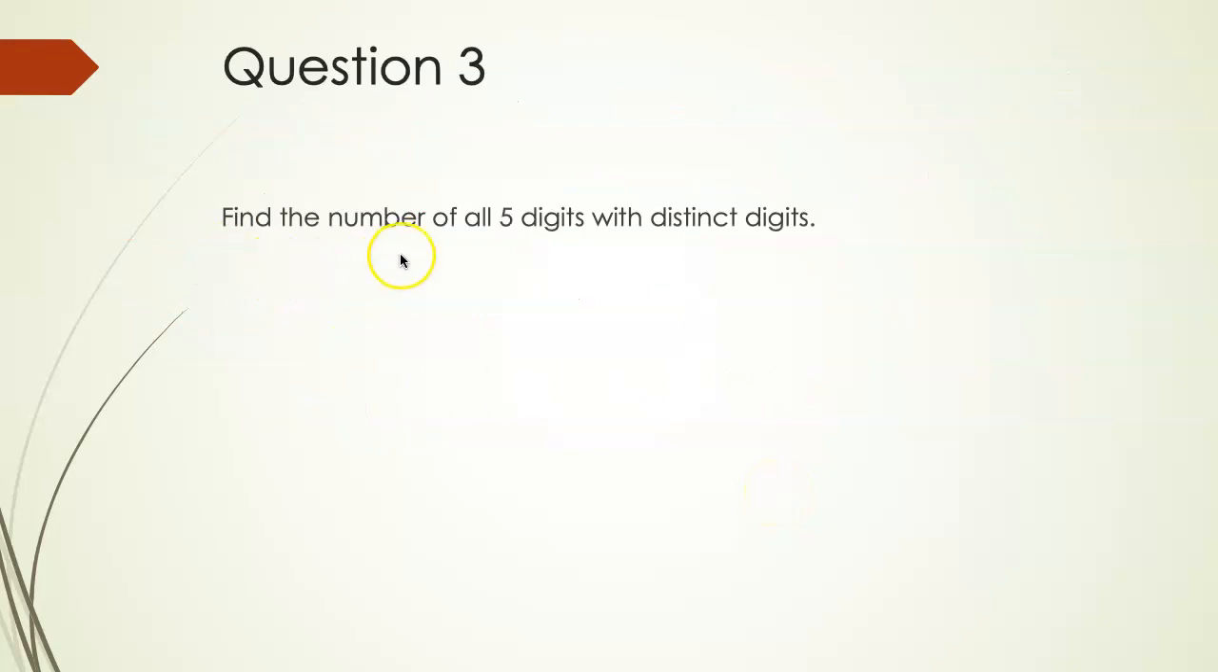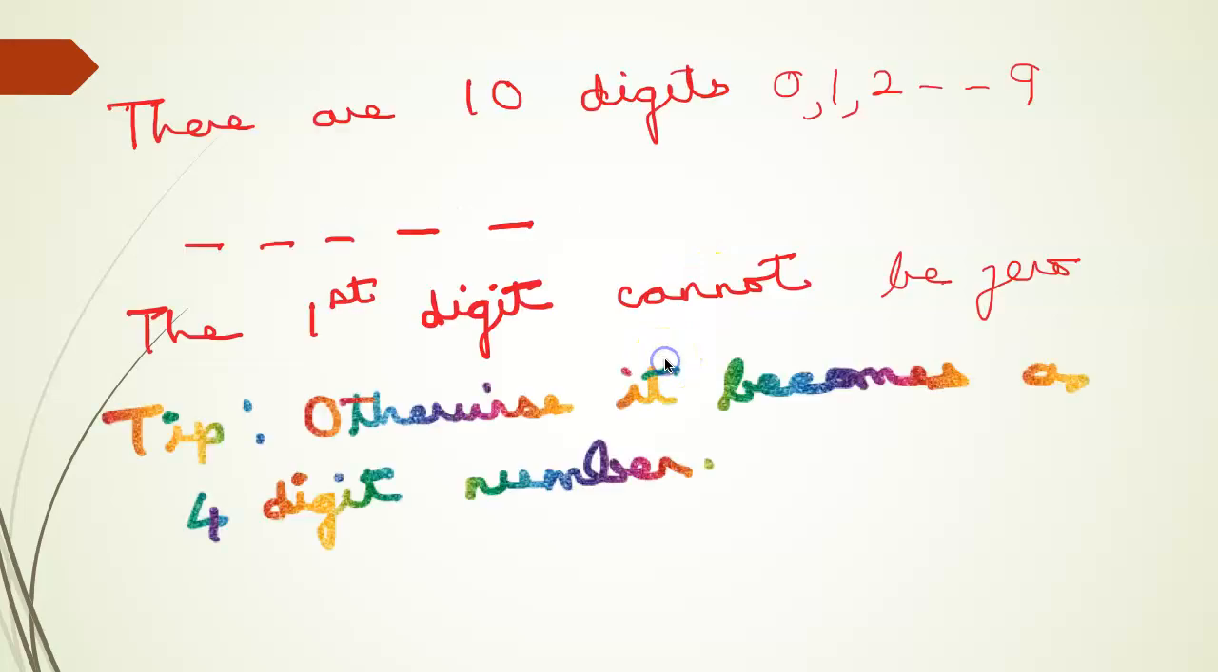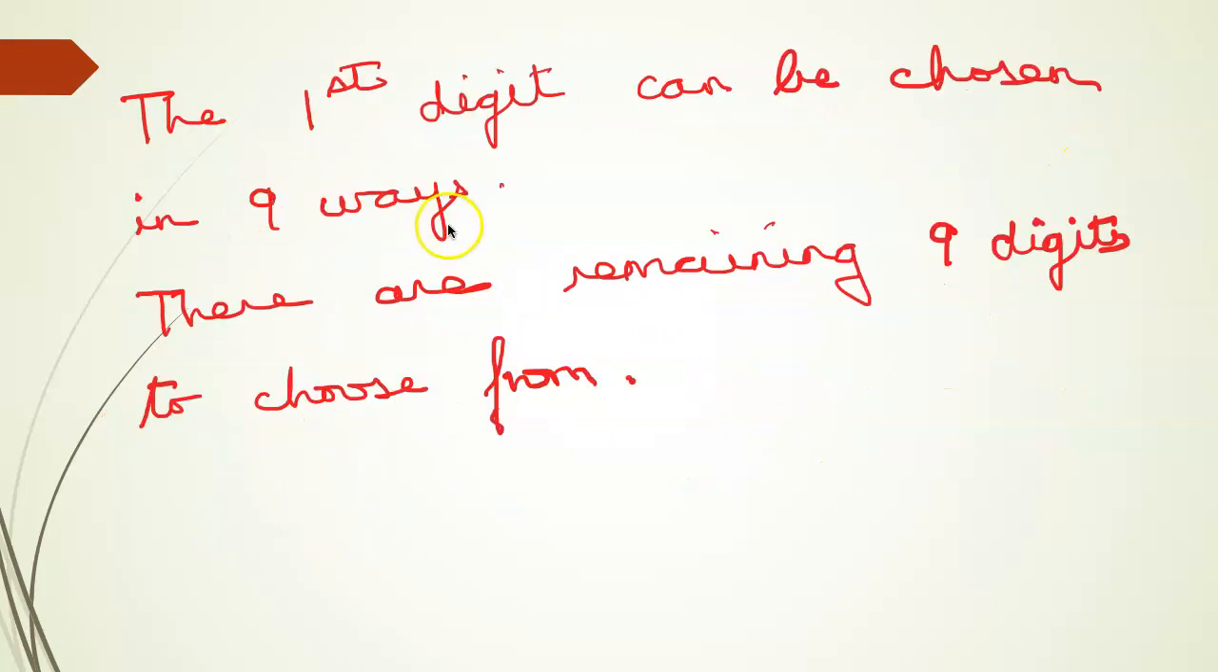Question 3. Find the number of all 5-digit numbers with distinct digits. So there are 10 digits: 0, 1, 2, up to 9. Now the first digit cannot be 0. Why is that? Otherwise it becomes a 4-digit number. So the first digit can be chosen in 9 ways.